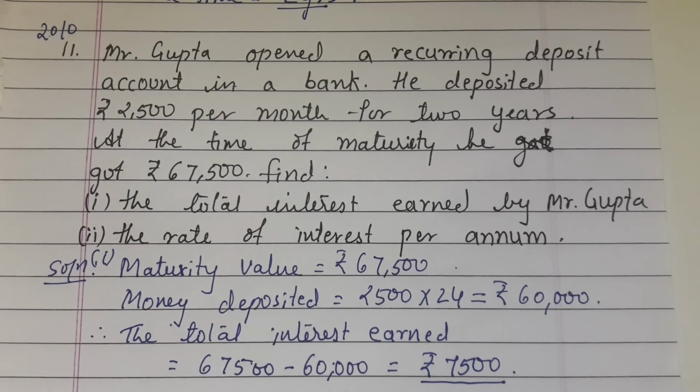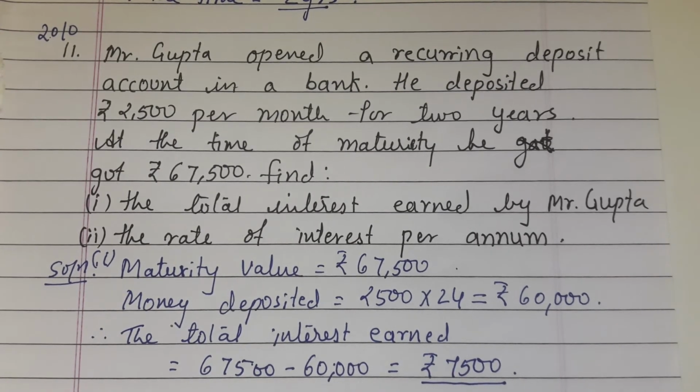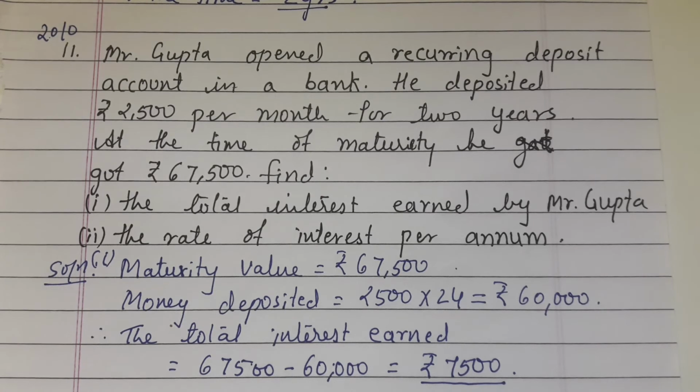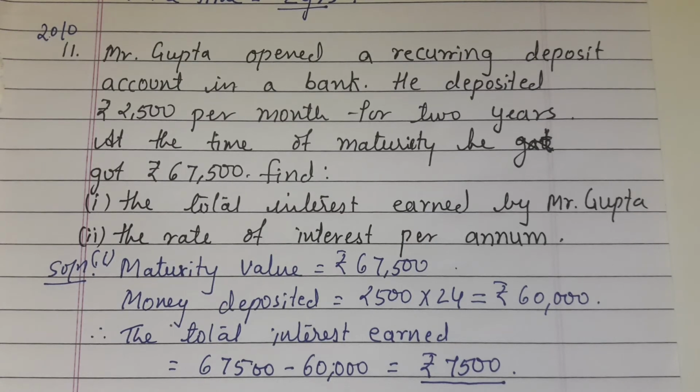Sum number 11. Mr. Gupta opened a recurring deposit account in a bank. He deposited rupees 2500 per month for 2 years. At the time of maturity, he got rupees 67,500. Find first the total interest earned by Mr. Gupta. Second, the rate of interest per annum.